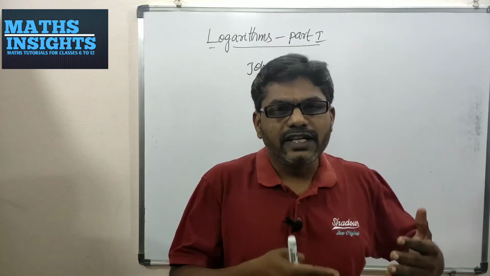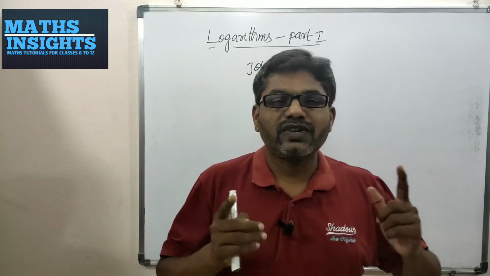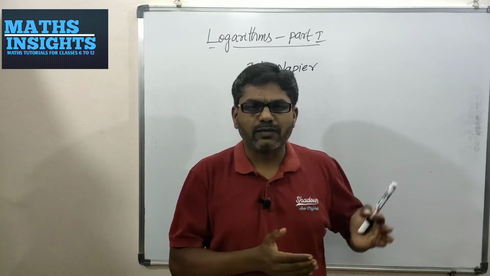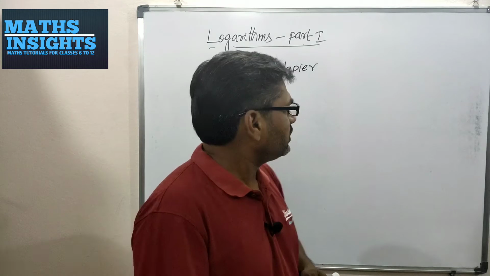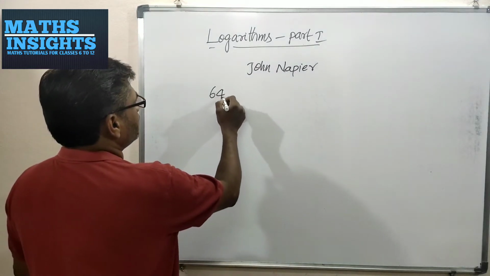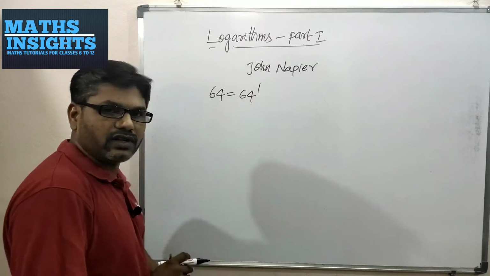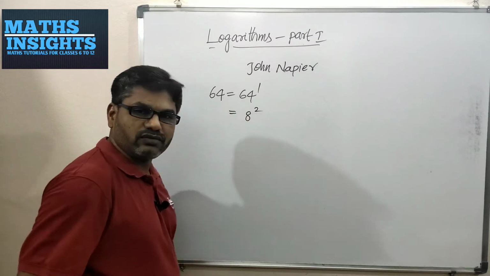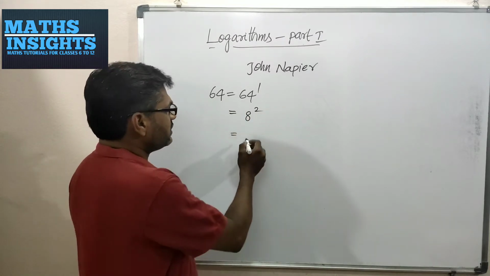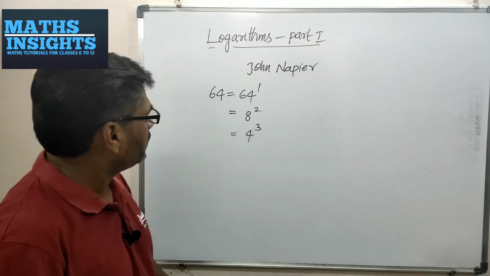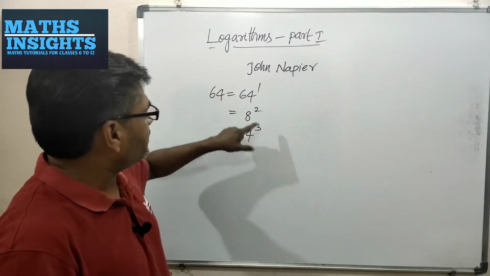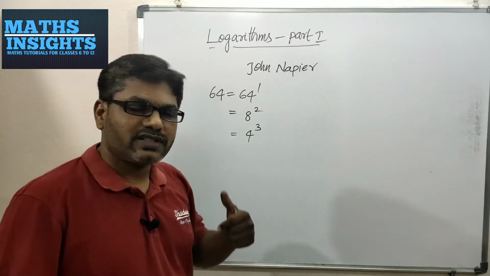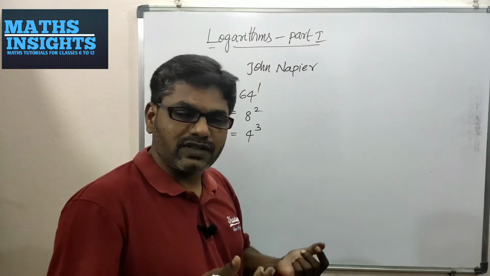Before going deep into logarithms, you have to know what is meant by exponential form. From the exponential form, you develop the technique of logarithm. Suppose I take 64, it can be written as 64 power 1. Similarly, by changing the base, I can write 8 square also. If you change the base again, you can write 4 cube also. In all three cases, the value is the same: 64 power 1 is 64, 8 square is 64, 4 cube is also 64.